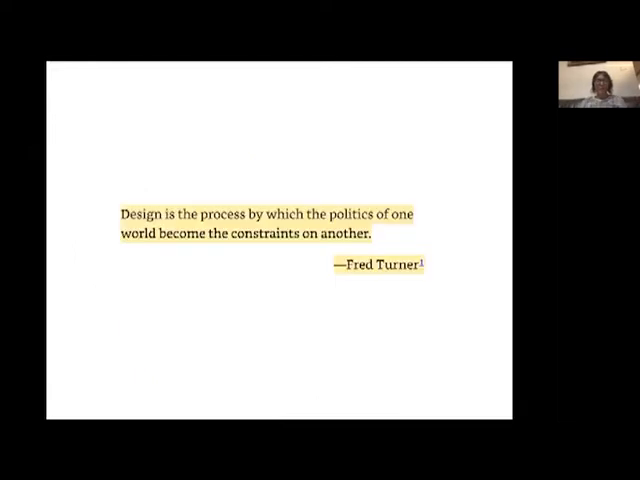I really like this quote. Design is a process by which the politics of one world become the constraints of another. So now I'm going to play another video, which reflects microaggressions in terms of AI. This video, which you may well have seen, is a fantastic video and an example of algorithms and how that may be experienced by people as a microaggression.